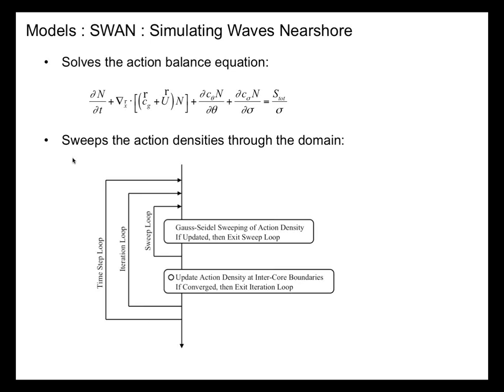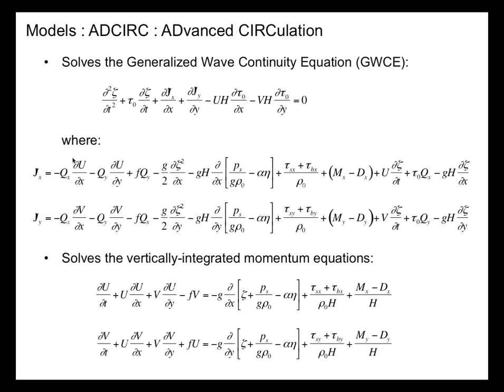These velocities, C_g, C_theta, C_sigma, are called group velocities. They're dependent on a number of things, but they're also dependent on the current, U, and there's a lot of physics in that source term, S, on the right-hand side, which accounts for wave interactions and refraction and so forth. And I just show here the algorithm, but I won't go over that.